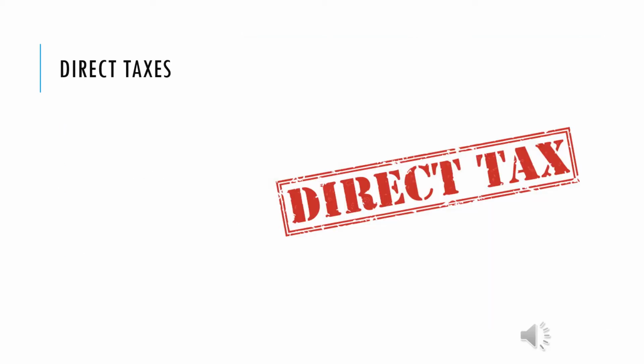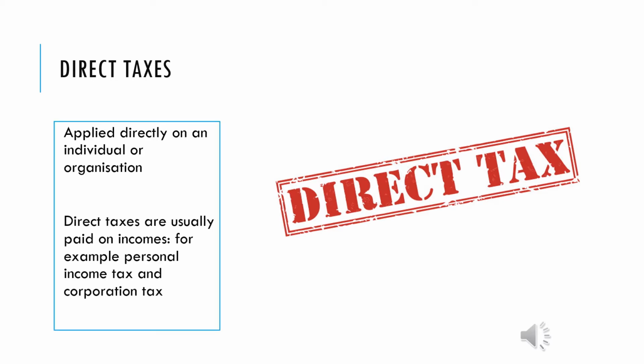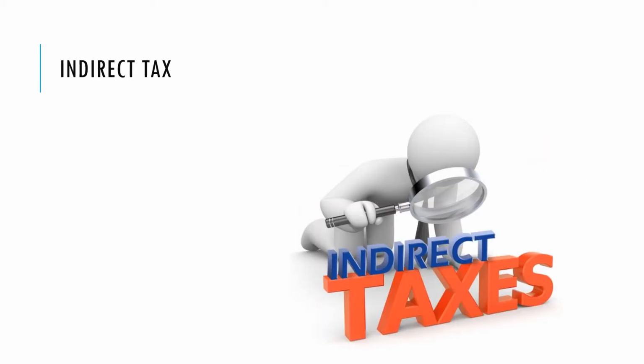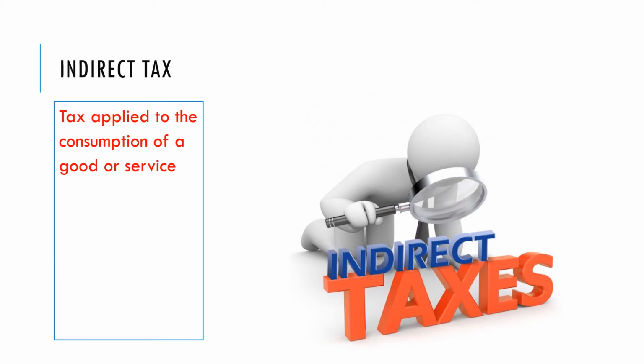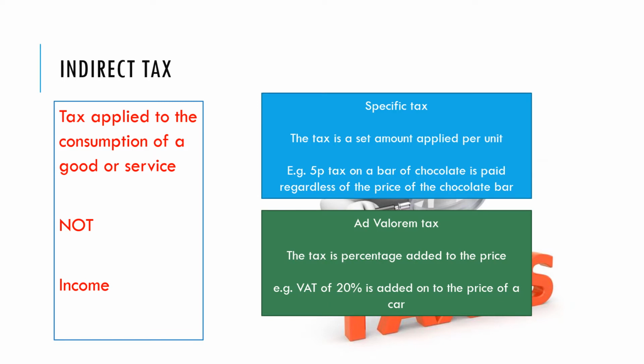There are two main forms of tax, direct and indirect. Direct tax is applied directly on an individual or organisation and usually applied to some form of income, for example, personal income tax, or if you're a business, it's applied to profits in corporation tax. Indirect taxes, on the other hand, are only applied to the consumption of a good or service, not your income. And we have two types of indirect tax. A specific tax, so this is a tax of a set amount applied per unit, so for example 5p tax on a bar of chocolate, or an ad valorem tax, and this is where a percentage is added to the price. So for example, value added tax of 20% would be added onto the price of a car.